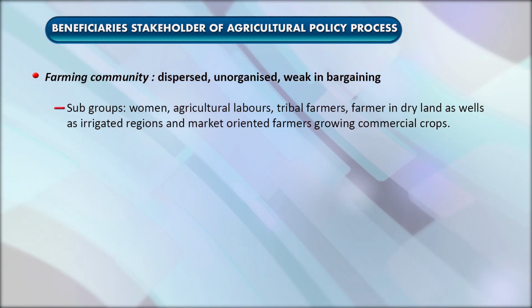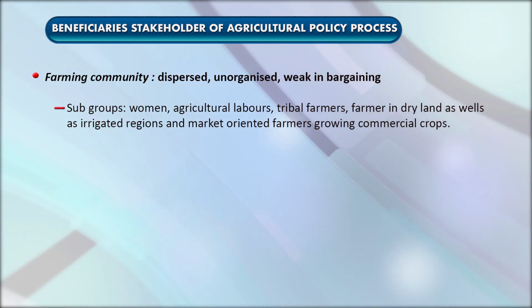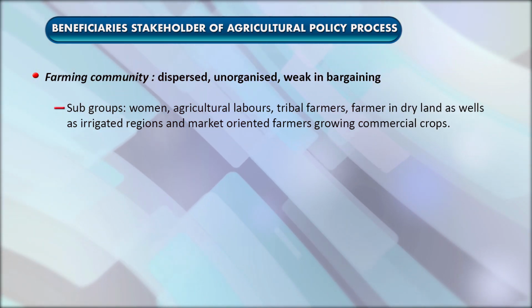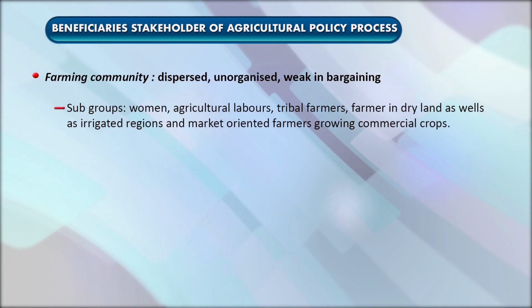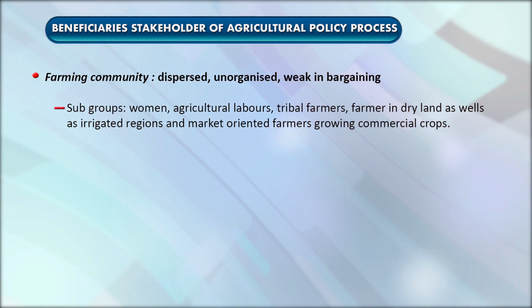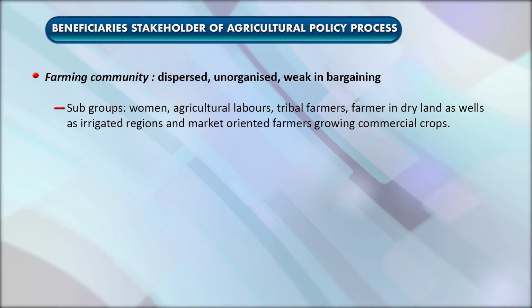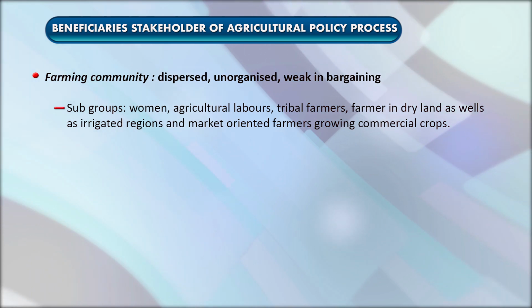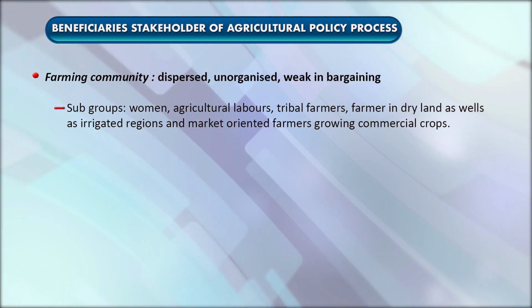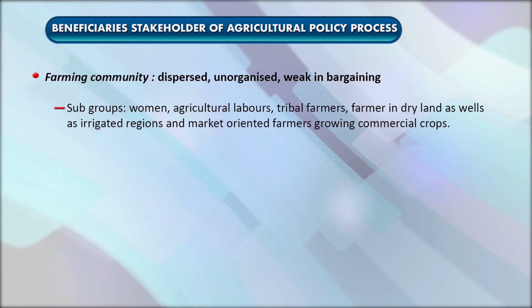But the farming community is basically dispersed. We have a large number, but they are in different places. They are unorganized, they don't have a formal union, so that they can bargain. Actually they are weak in bargaining. They don't have much unity or bargaining power, so that they can influence the policy, or influence the government and the bureaucracy. So they have weak bargaining power.